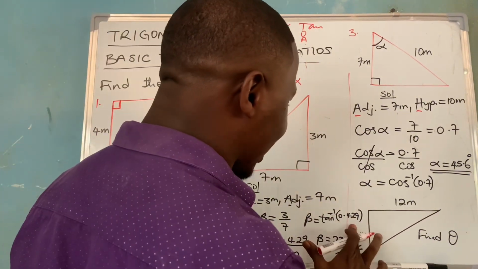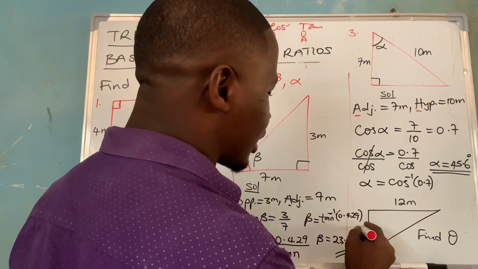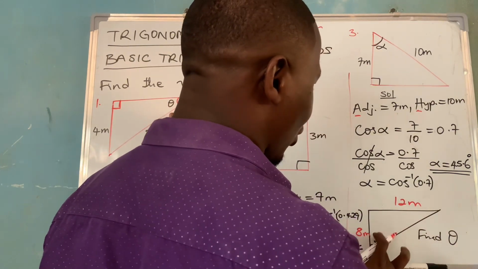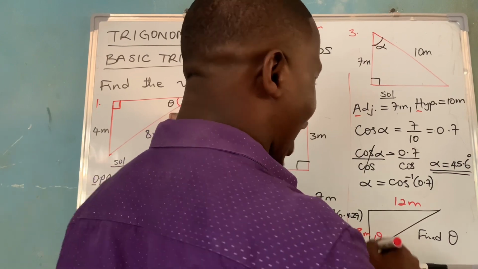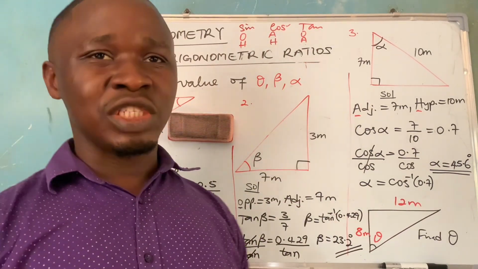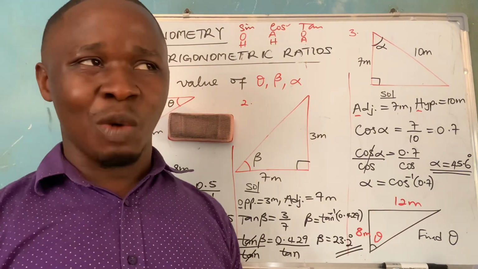So the last one here, we are given two sides, 8 meters and 12 meters. Then we have to find angle theta. This is what I want you to calculate yourself. Then I can see it in the comment section.